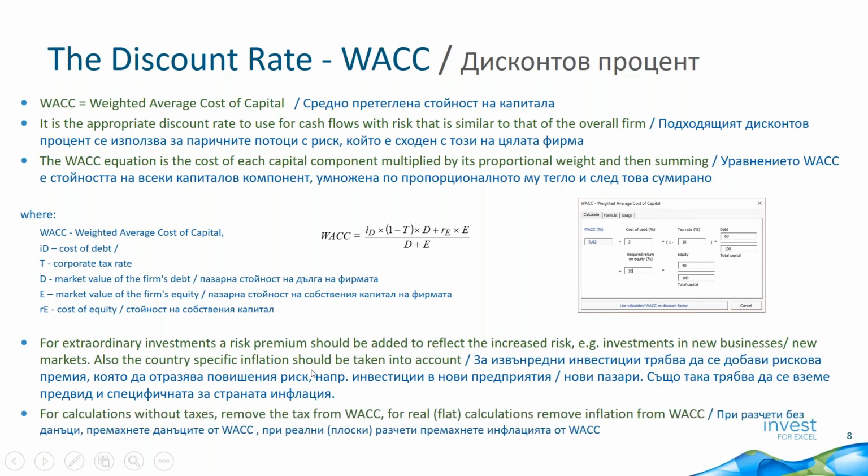And also if you calculate with taxes, then it's included like here, but if you calculate without taxes, then you need to remove the tax effect from the WACC. And also remember that inflation is always a part of WACC. So if you calculate a flat calculation, a real calculation without inflation, then you need to deduct inflation from the WACC. So let's say if inflation is 2%, you deduct 2% from this 9.62.